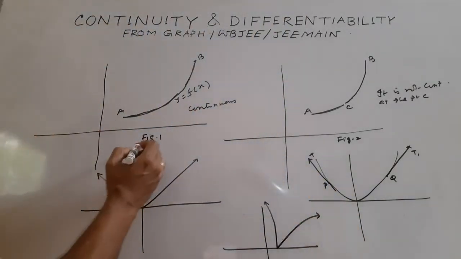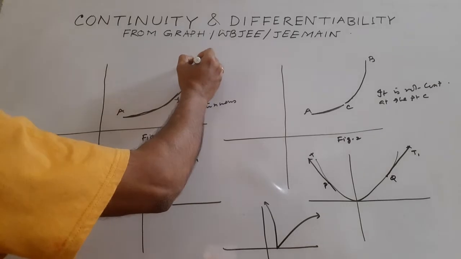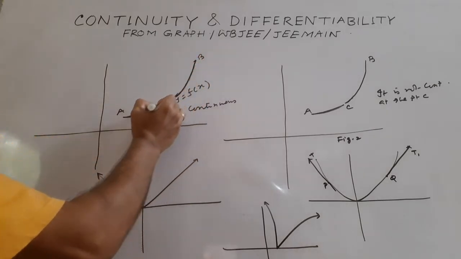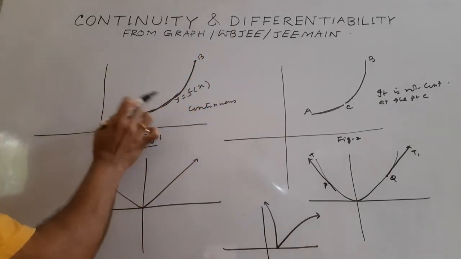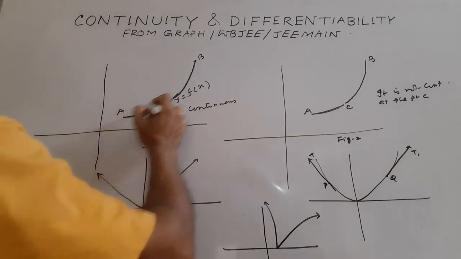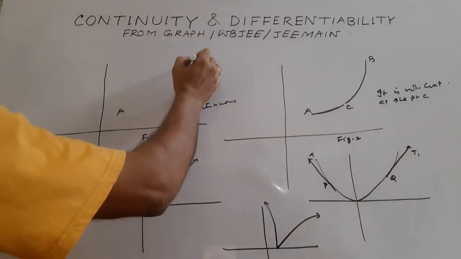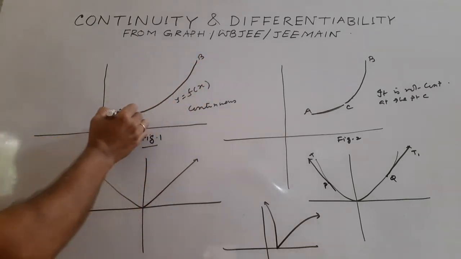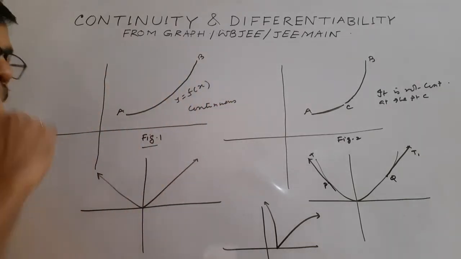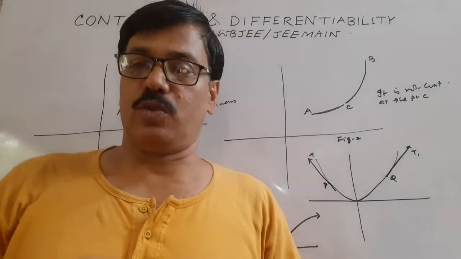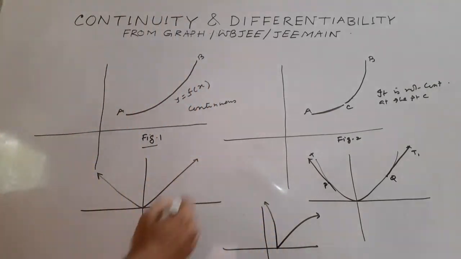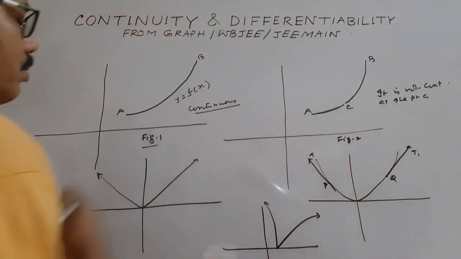Look at figure 1. AB is a curve. Look, it can be drawn without lifting the pen. That is, it has no break point. So it is a continuous graph.